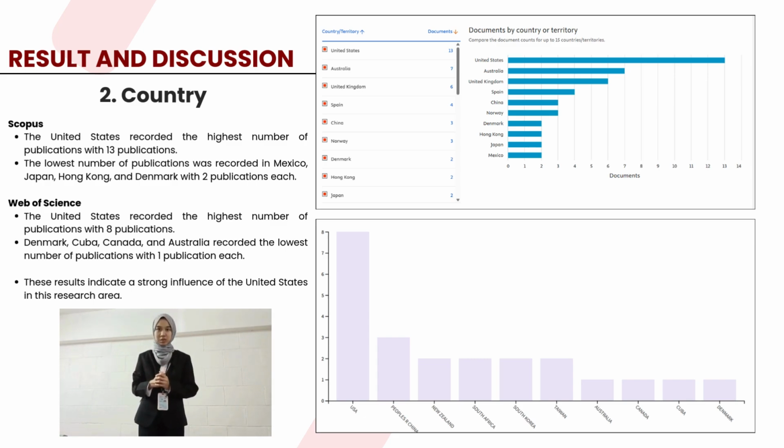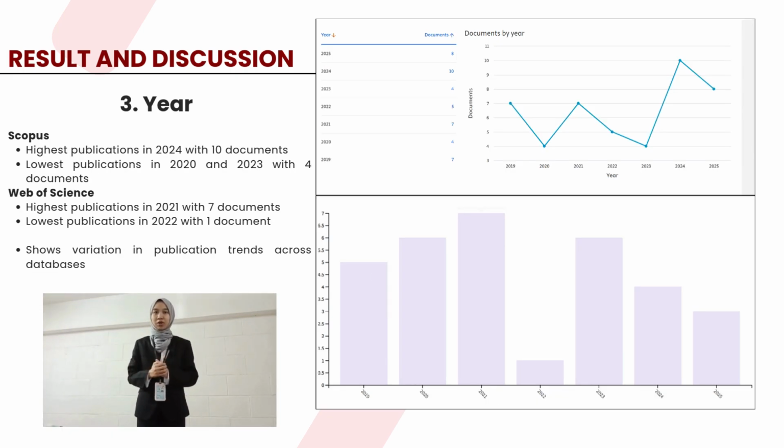committee and user participation. Next, I will talk about the publication trend by year using data from Scopus and Web of Science. Looking at Scopus first, the number of publications changed over the years. The most publications were in 2034, which is higher than the previous years. On the other hand, 2020 and 2023 have the fewest publications, showing a drop in research during those years.